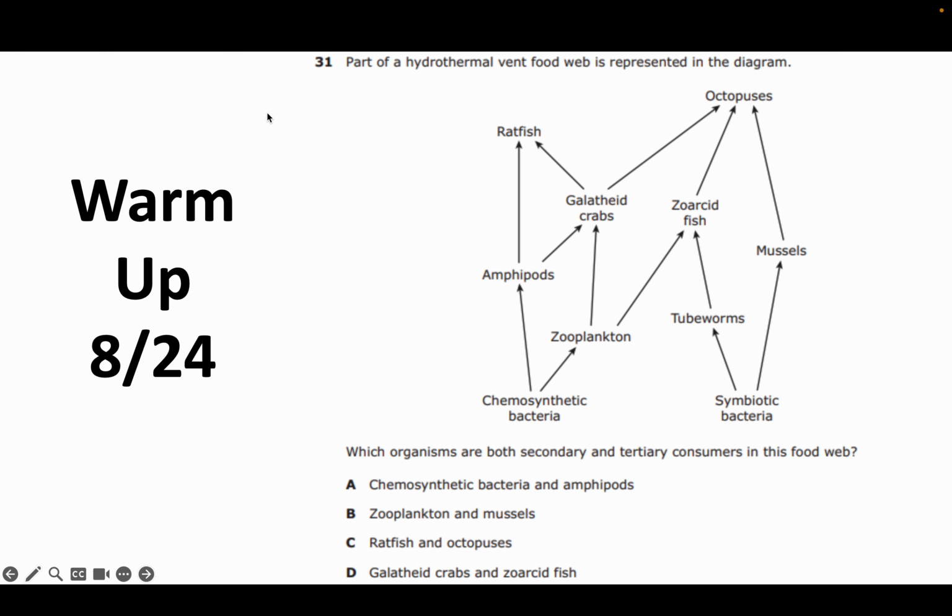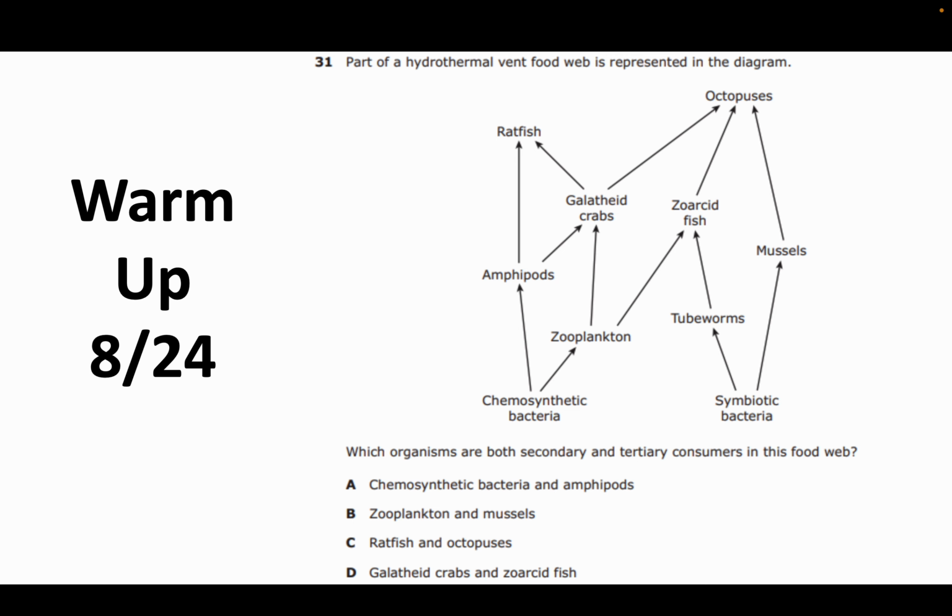All right, let's go ahead and talk about it. So it says part of a hydrothermal vent food web is represented in the diagram. Which organisms are both secondary and tertiary consumers in this food web? And as I said earlier, the first box is going to be ecology.